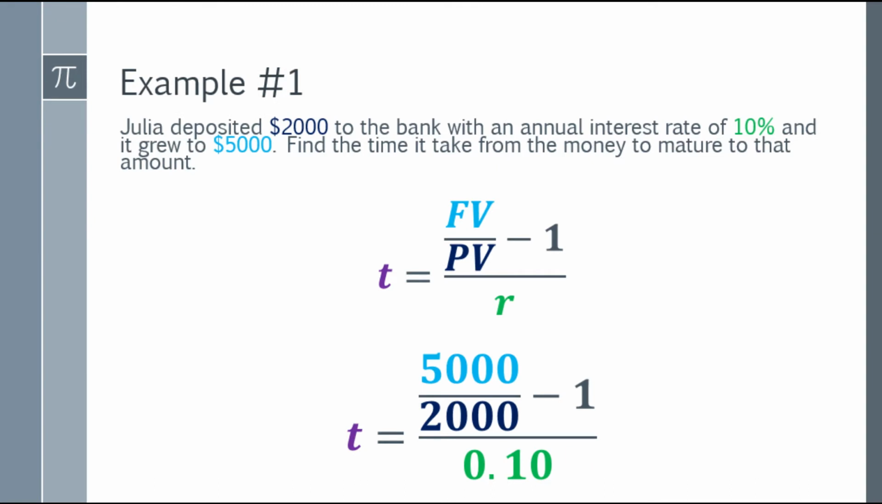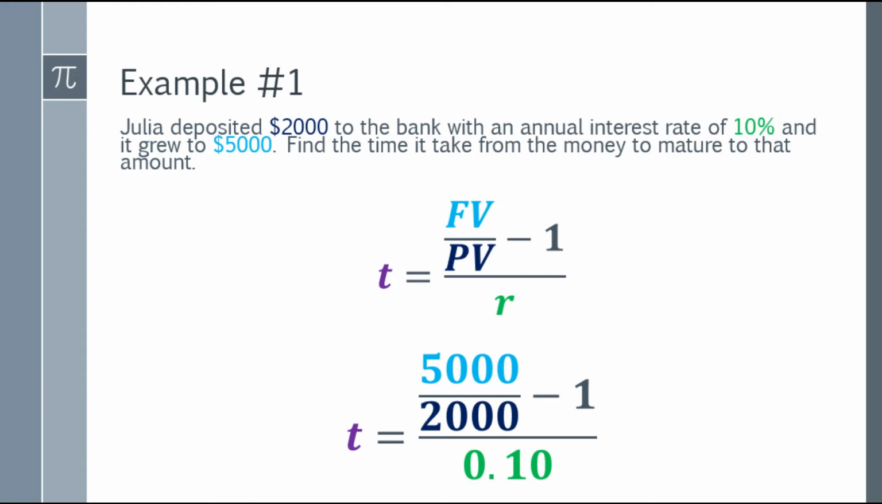So yung numerator part natin, we have a fraction. So yung future value over present value. So future value is 5,000, divide mo ng 2,000. Yung sagot nun, i-minus natin ng 1, and that will be the answer in the numerator part. So denominator naman, ang rate natin is 10%. So we have to change it to decimal. So that will be 0.10 or 0.1.